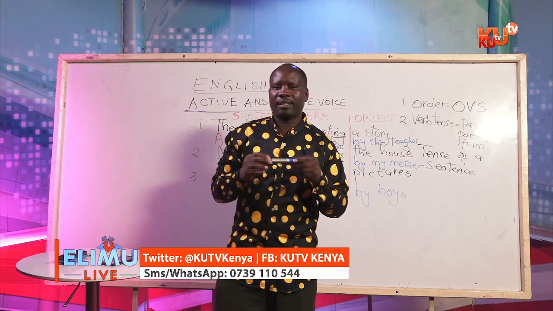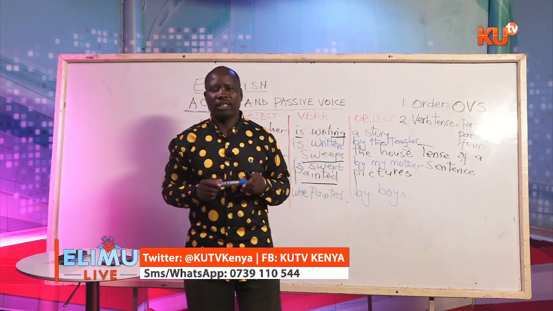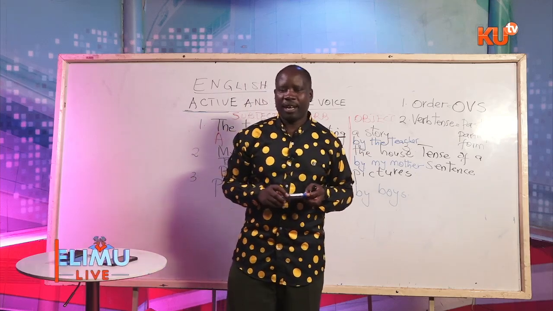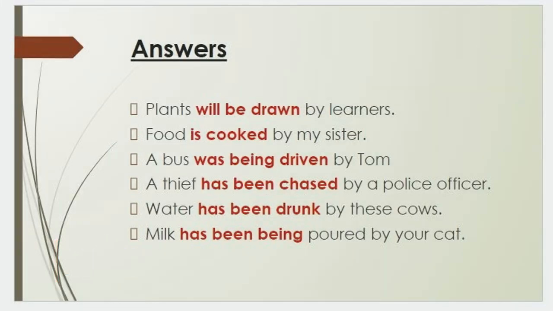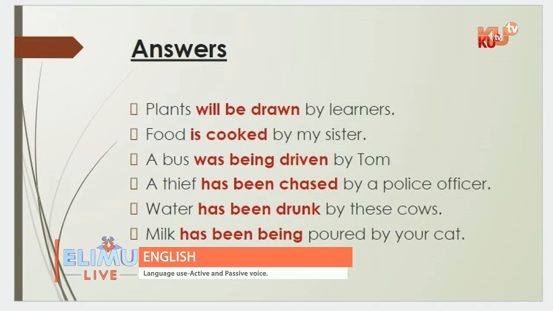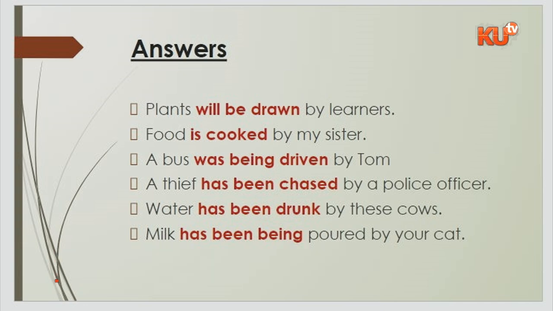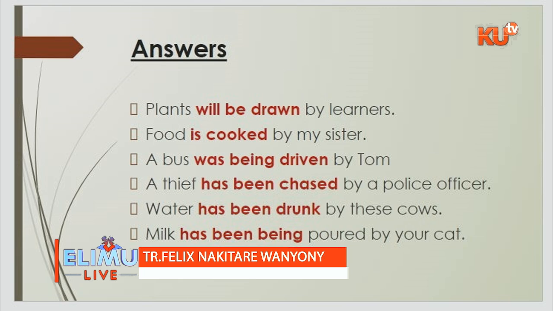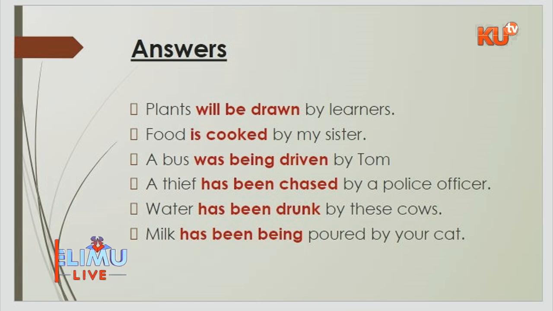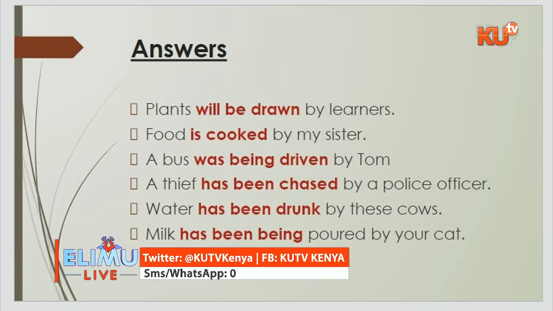Then you compare these answers with what you have got. So let's look at the answers and see, are we right or wrong? Number 1, plans will be drawn by learners. That one was learners will draw plans. So plans will be drawn by learners. Number 2, it was my sister cooks food in present simple tense. Food is cooked by my sister.